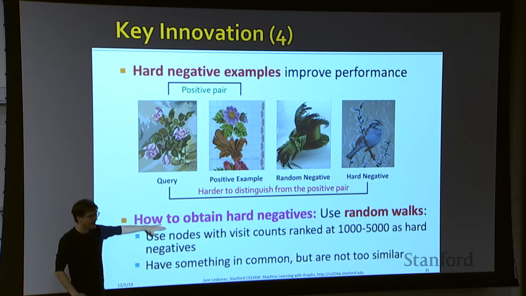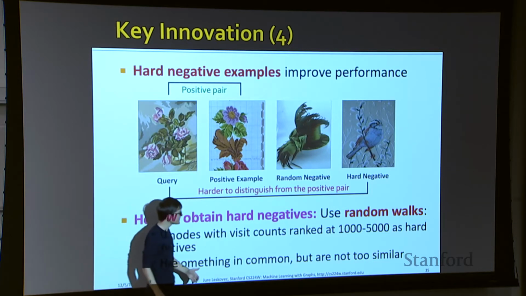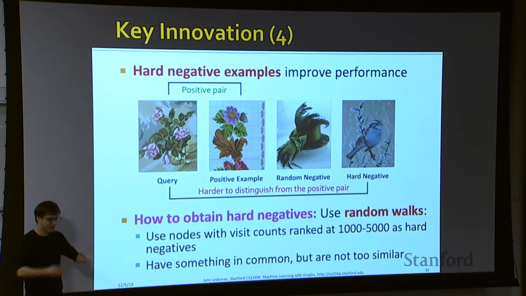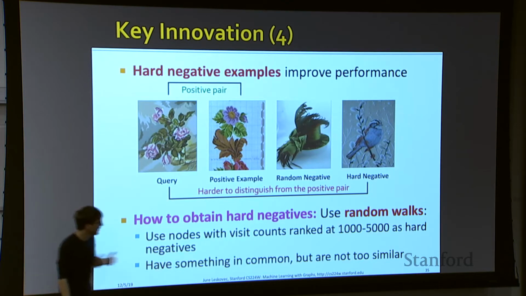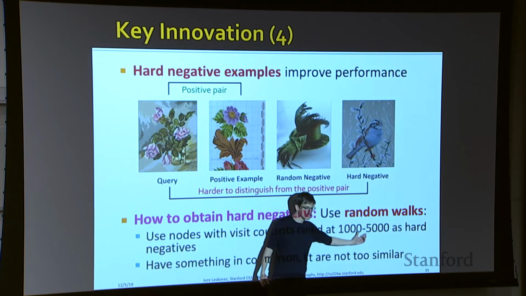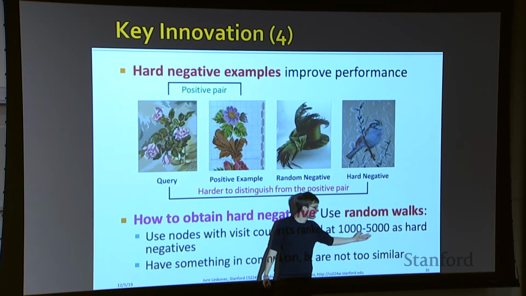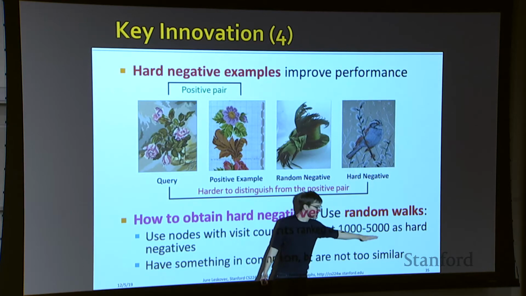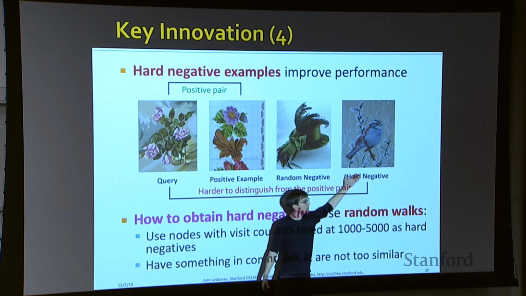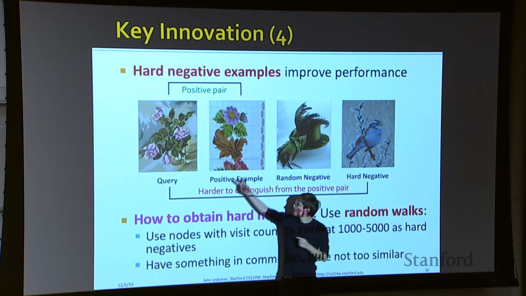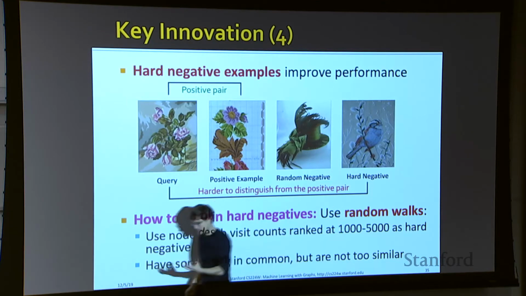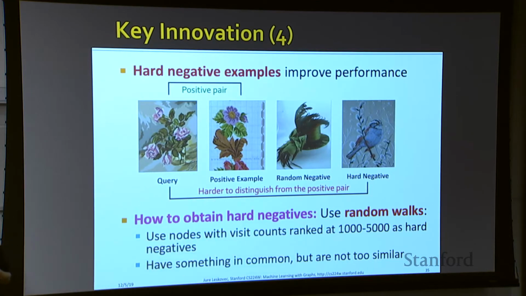How do you obtain hard negative examples? It's a heuristic. The way we use the heuristic is to do a random walk on the pin board graph and take a pin that is at a rank, let's say, between 1,000 and 5,000, and say this is a hard negative example. So this is something that is still related, but it's not really super related. Here it's the same thing, but these are flowers and this is a bird, so that's why it's not related.